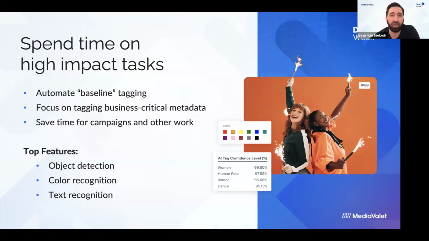For those of you who are not, what's going to happen is every asset that you upload into Media Valet is automatically going to be tagged with a wide range of metadata, including common objects, colors, and text, which automatically becomes searchable metadata with you doing nothing other than clicking upload. This saves time for administrators and power users because now they only have to tag business critical metadata that may be unique or specific to your business and your needs. And it also saves time for those end users who now can find assets much more quickly based on logic.